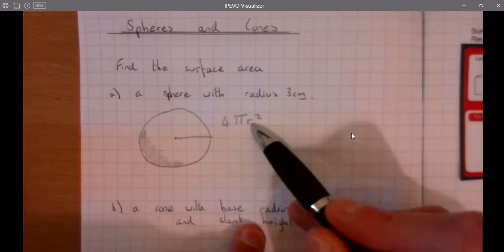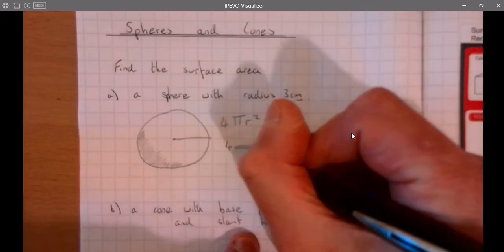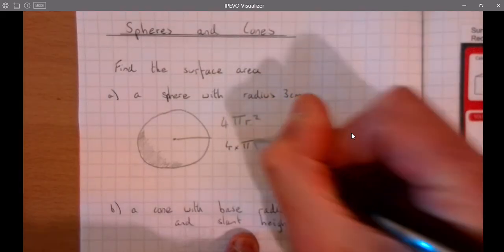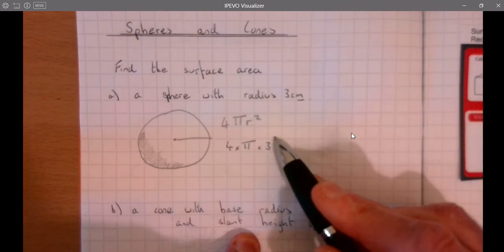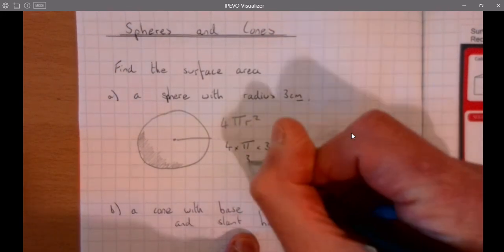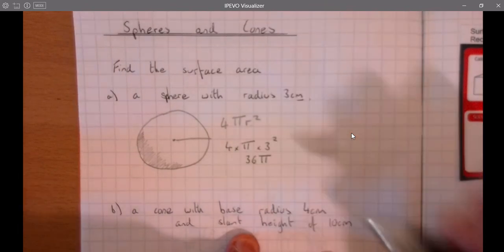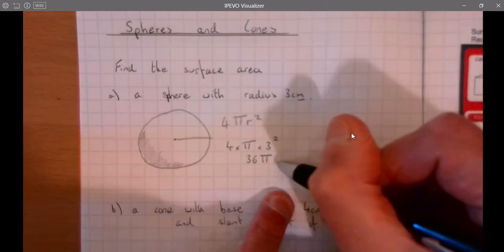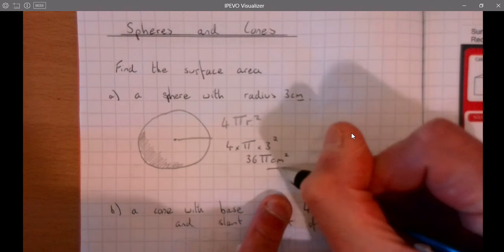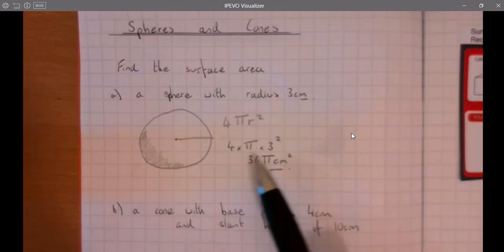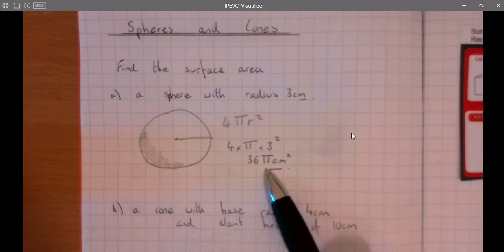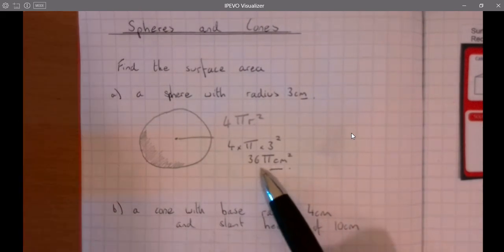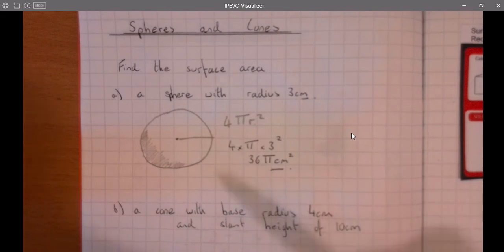Pop 3 into there, so 4 times pi multiplied by 3 squared. 3 squared is 9. 9 times 4, 36 pi. It's an area, so centimeters squared. Remember, this is what we call the exact answer. If you want that as a decimal answer, then you could just do 36 times pi. So it's not too much more there.